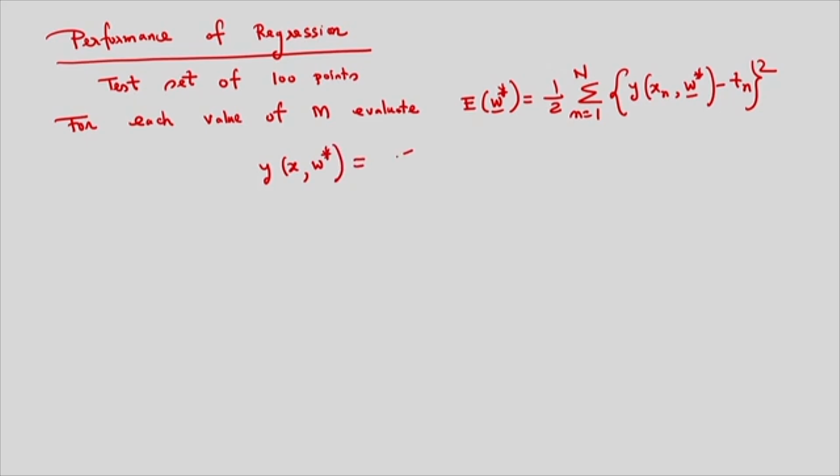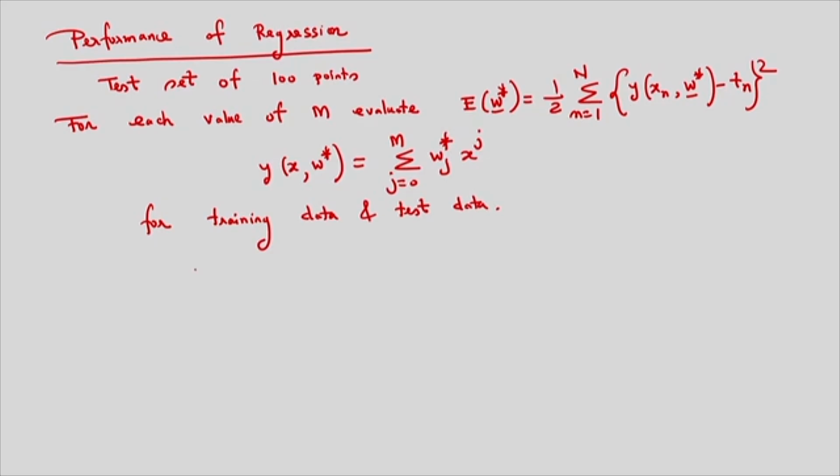And in this case, what is y(x, w star)? I can write it like this: sum over j equal to 1 to m of wj star, times the polynomial, x to the power j. So for each value of m, we have to evaluate this E(w star), for both the training data and the test data.